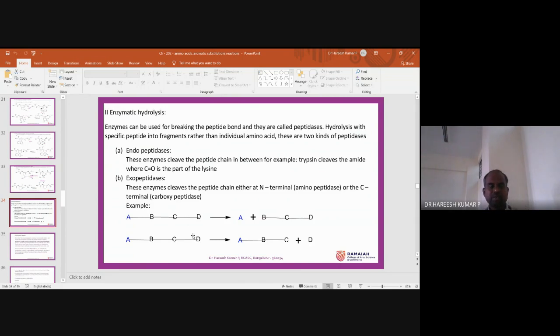So this is about the cleavage of peptides, by chemical methods and enzymatic methods. Chemical cleavage includes peptide cleavage using hypobromide, peptide cleavage using NBS, and peptide cleavage using cyanogen bromide.